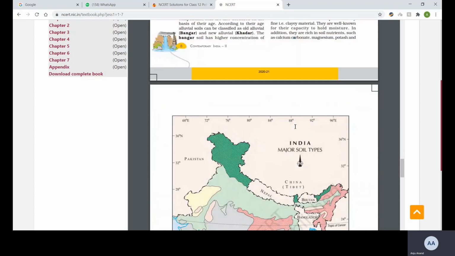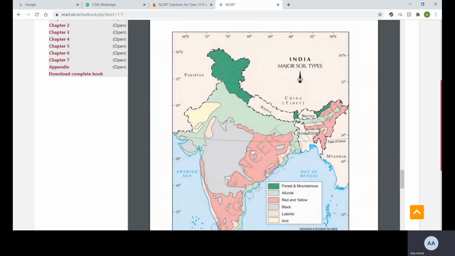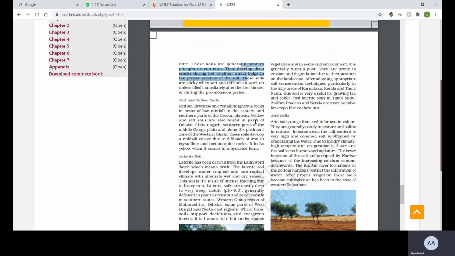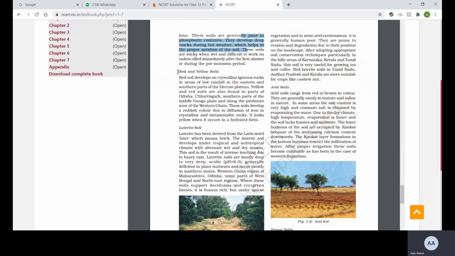They are rich in soil nutrients like calcium carbonate, magnesium, potash, and lime. They develop deep cracks during hot weather, which helps in the aeration of the soil. They are sticky when wet and difficult to work on unless tilled immediately after the first shower or during the pre-monsoon showers period.